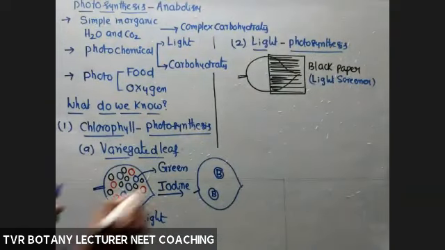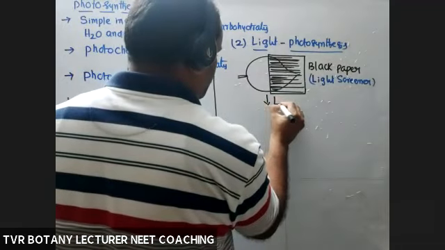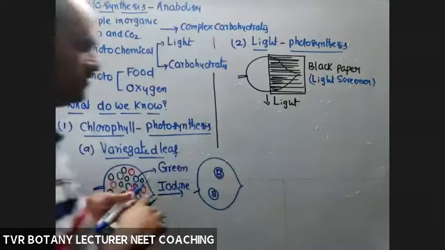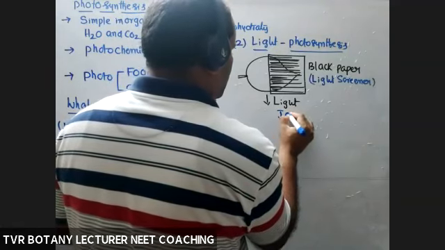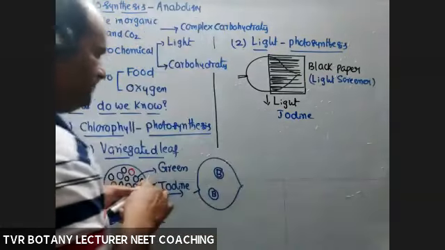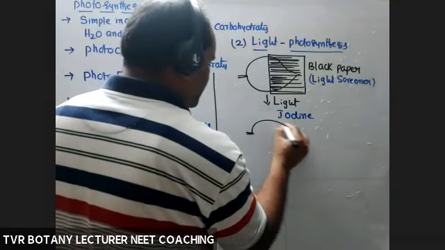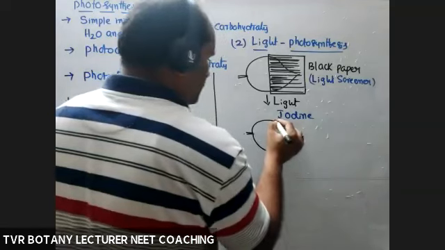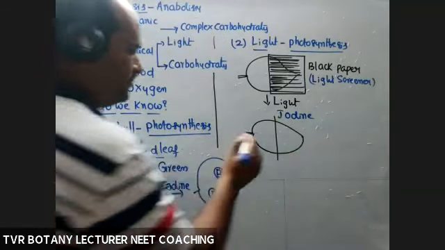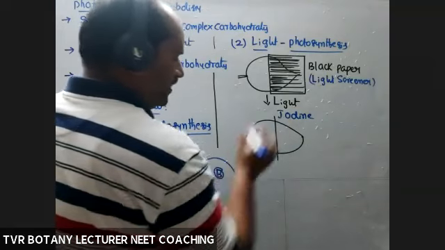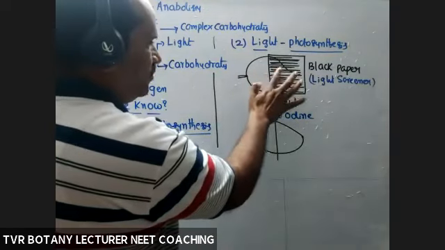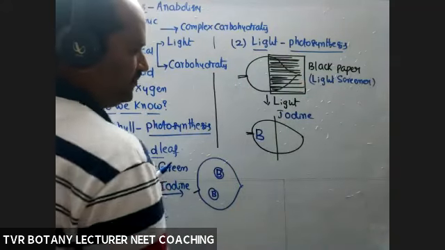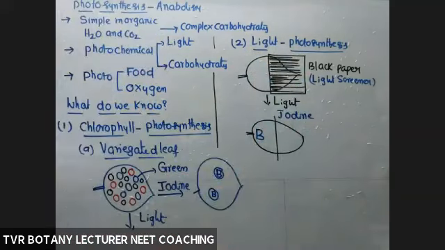Now it is exposed to light. After a certain period of time, it is subjected to the iodine test. So what about the appearance of this leaf? Half of the part is blue in color and the other half is colorless. According to that experiment, the leaf has chlorophyll throughout. Chlorophyll is not a limiting factor. The entire leaf was completely green in color.